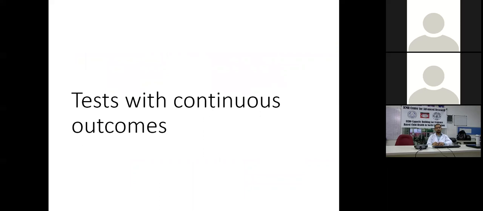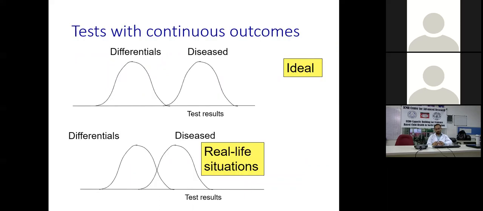Now, what about tests with continuous outcomes? An ideal situation would be, so here are test results which are following, for the sake of simplicity, a bell-shaped curve. So a whole range of results. The ideal situation would be where test results amongst the diseased are clearly separated out from the test results amongst its close differentials. But the real life situation is that the range of test results that you get amongst those who are truly diseased often overlaps partly with the range of results that you may get amongst those who form the close differentials of that disease.